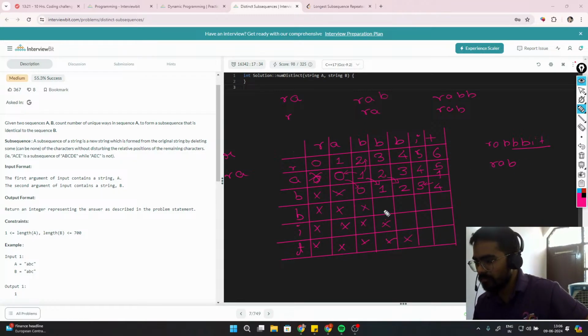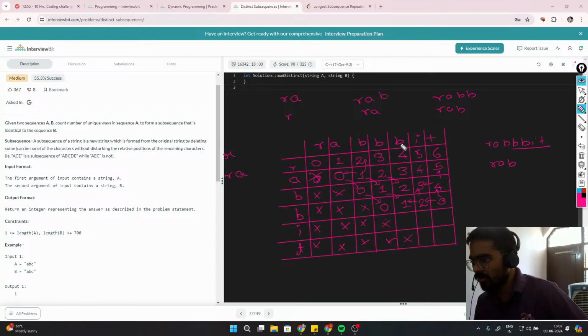Now we have again a B. B and B matched. I'll carry forward this. B and B matched. I'll carry forward this. B and I did not match. So best of minimum of these two plus 1. B and T did not match. So minimum of these two plus 1.